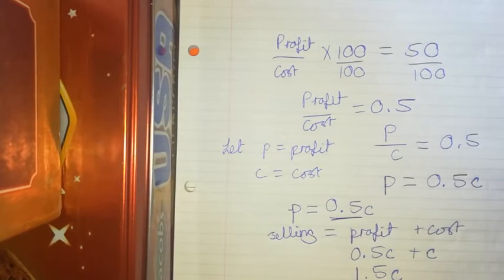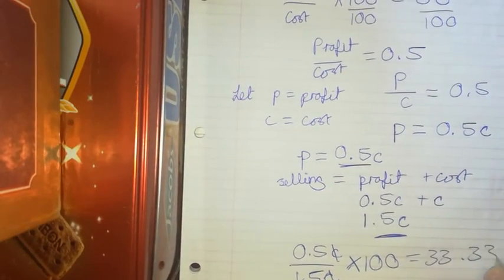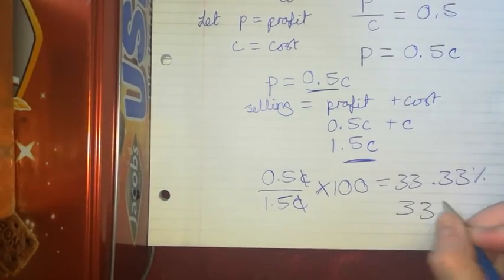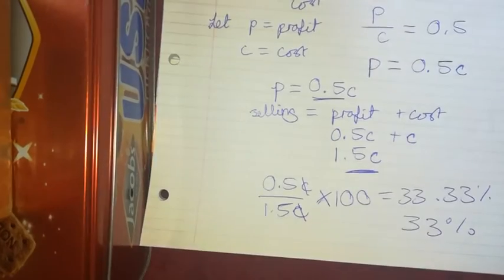And then we get 33.33%. It said correct to the nearest percent, so it's going to be 33%. And that is our answer for that. Thank you.